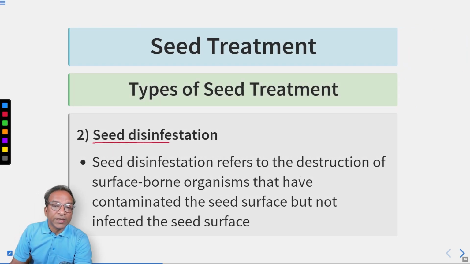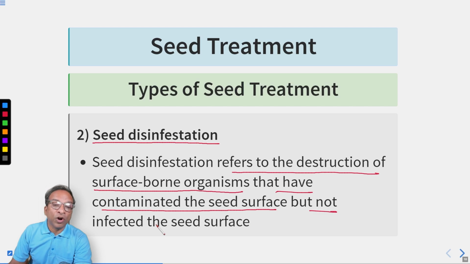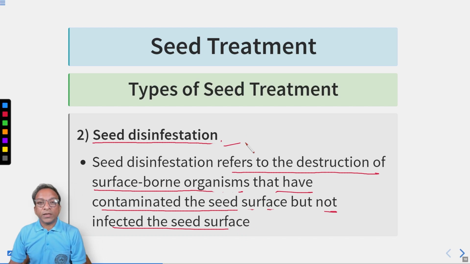Second is seed disinfestation. Seed disinfestation refers to the destruction of surface-borne organisms that have contaminated the seed surface but have not infected the seed deep inside the tissue, right? So this sometimes happens, and this is called seed disinfestation. Sometimes these fungal spores are just present on the surface. They are not present deep in the seed coat or the tissue. They are just on the surface.